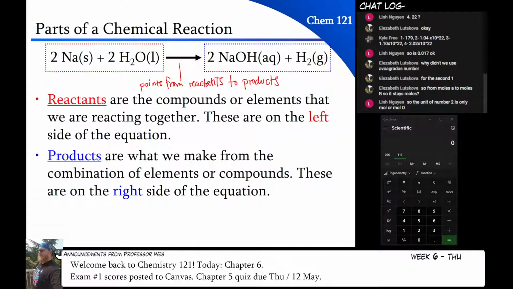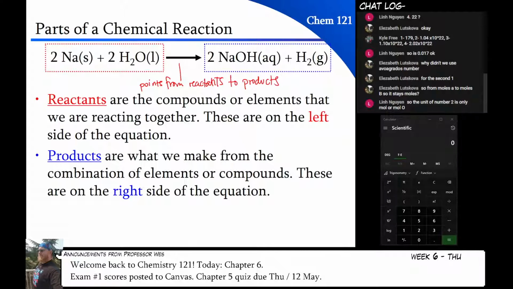Now you might think, well, okay, duh, because we just said that. The reactants are on the left, the products are on the right. Well, it turns out that you can reverse the direction of the arrow, and there are reasons that we would want to do that. We're going to talk about that in Chapter 8 and 9.